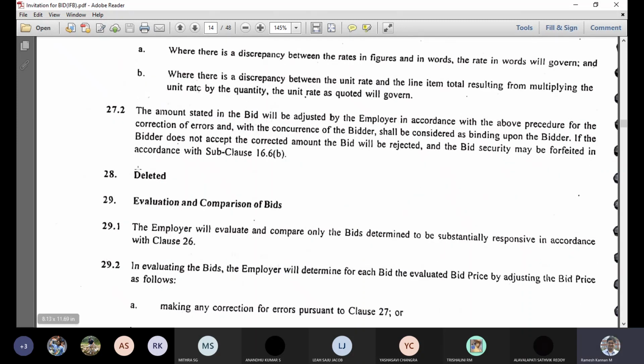And then you can see even the invitation to bid, it's a government thing. So if something is deleted, they keep it deleted, right? In the final version, they don't renumber it as 28 or something, but deleted is deleted. They might have had some idea initially, then they thought it's not necessary, then they deleted it. So even the invitation to bid has got deletions and additions, right?